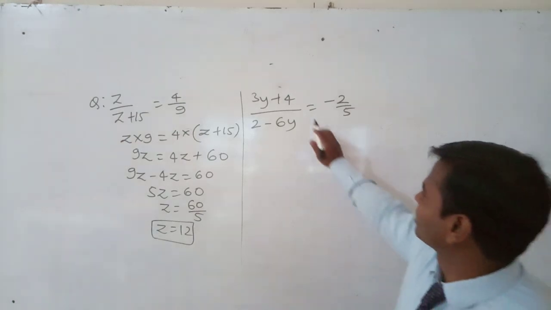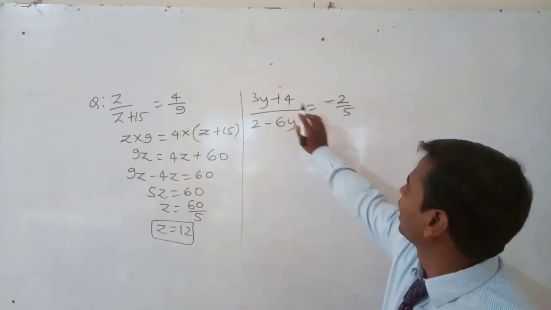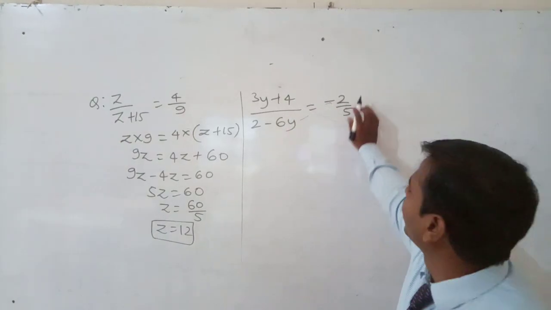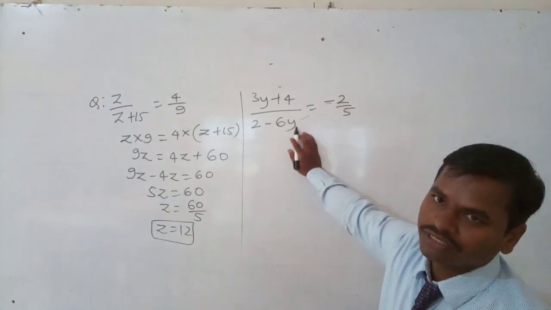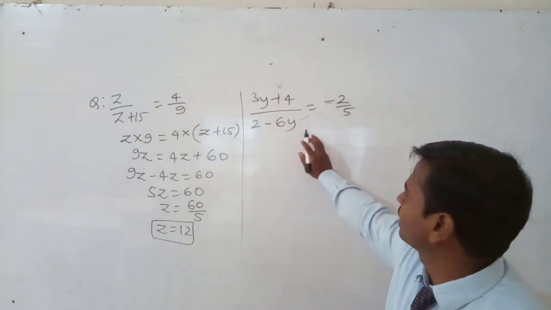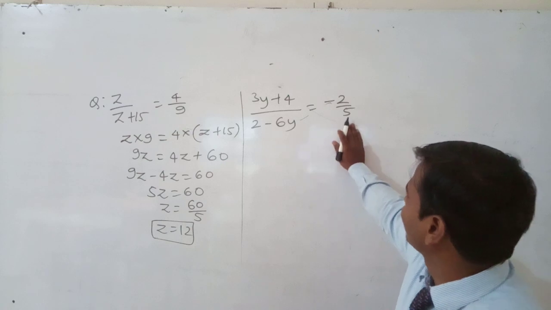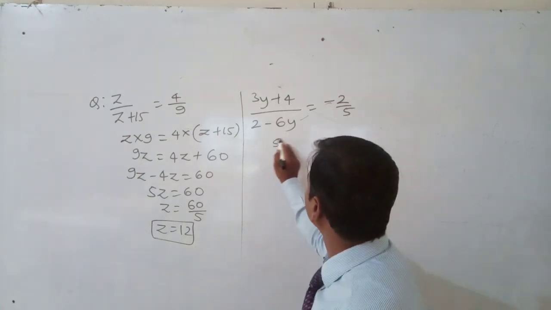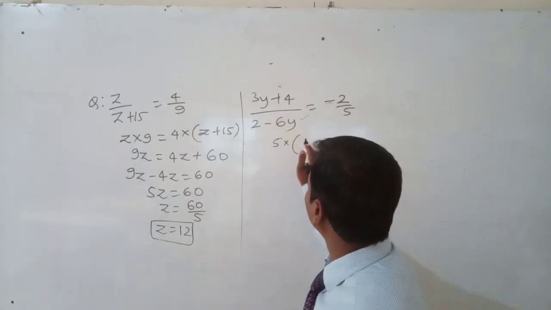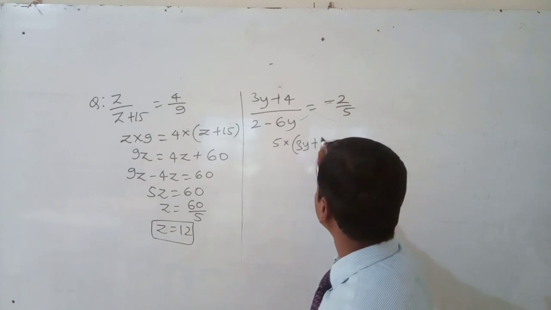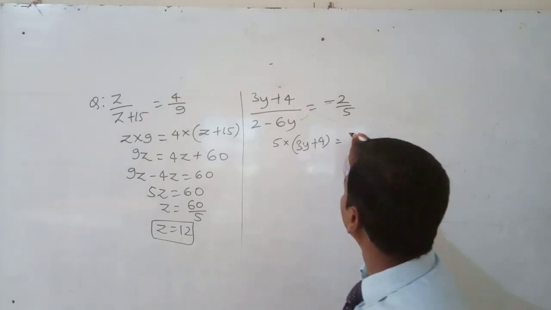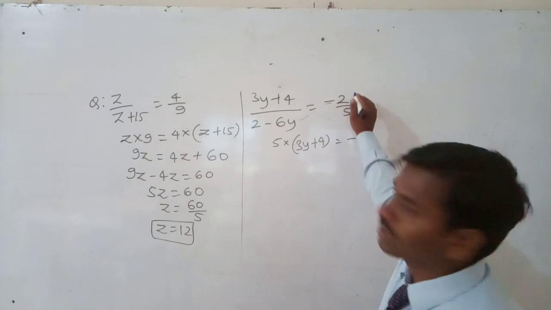Like a cross multiplication: numerator into this denominator, numerator into this denominator. Okay, like a cross multiplication, you can multiply this one. What is here? 5 into 3y plus 4 is there. Okay? Minus 2 into minus 2 is there.